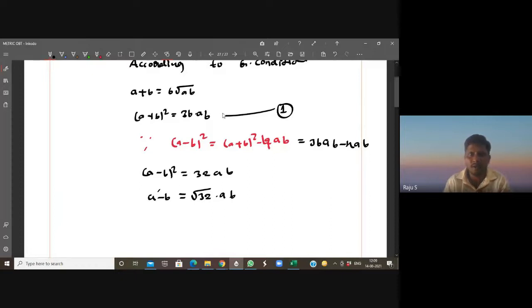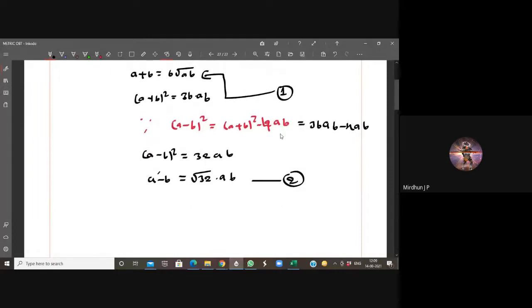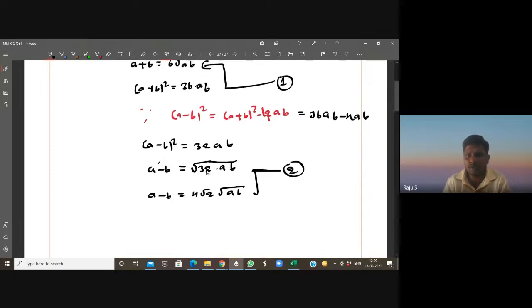So what do you observe here? Let us take this as equation 1. Sir, we need to take the whole root only. Yes, whole root, plus or minus actually. So I am taking it as whole root. This can also be written as 32 can be written as 4 root 2 square root of AB. Okay, from 1 and 2, can you find A, B values in terms of square root of AB?